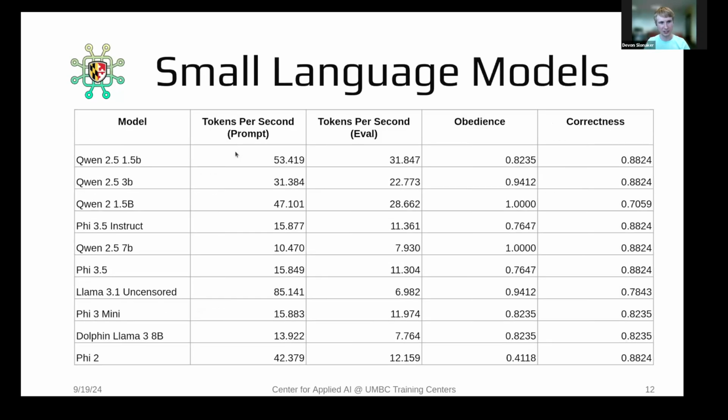So last but not least is our small language models. Again, this was sorted by how fast it is, and its obedience and correctness metrics. Obedience is essentially like, hey, in one sentence, explain this. If it does 3 sentences, that's not obedient. And correctness is like, who's the first president of the United States? If it says George Washington, that's correct. A lot of these models actually said John Adams, which is kind of funny. So we're measuring obedience and correctness as well as how fast it is.